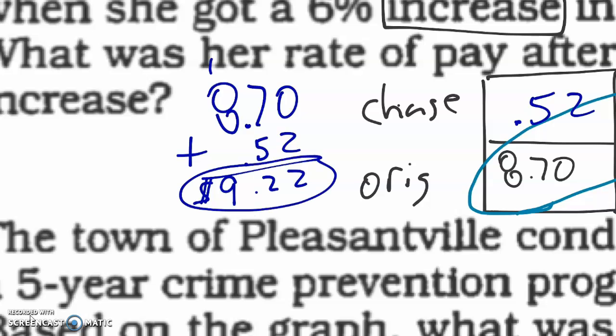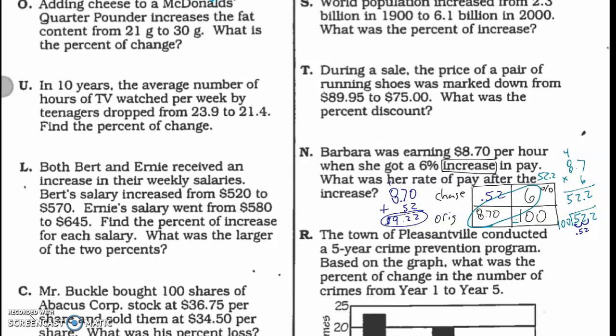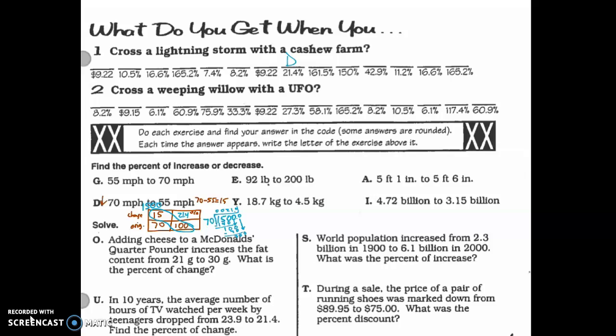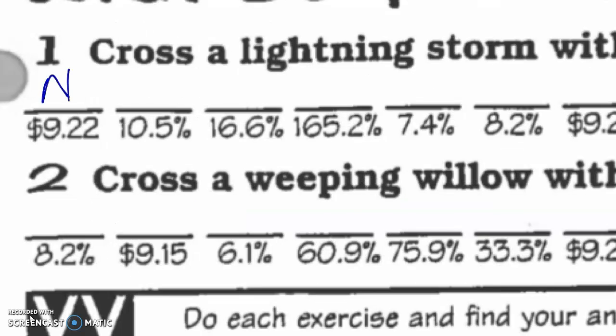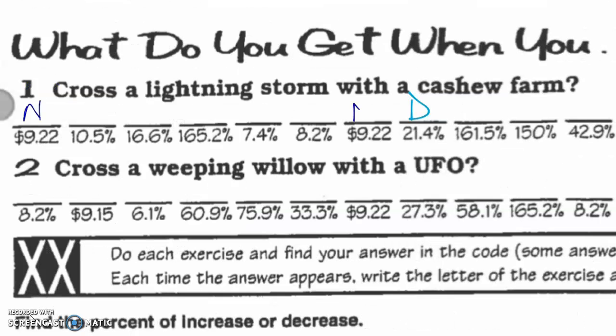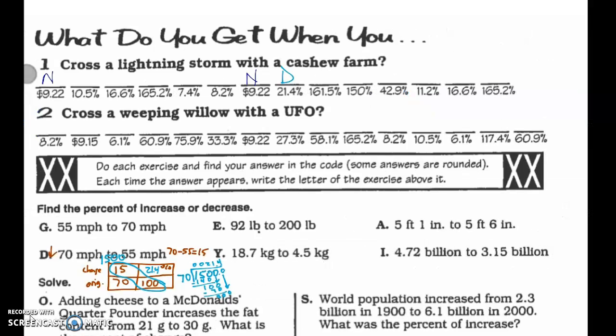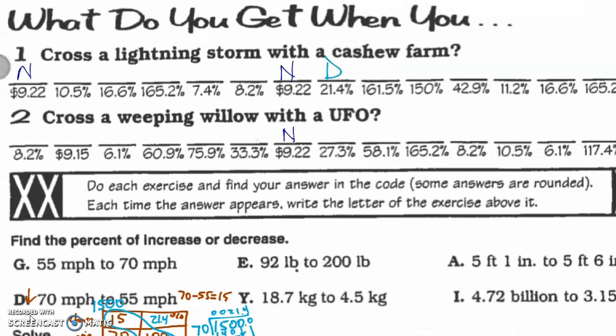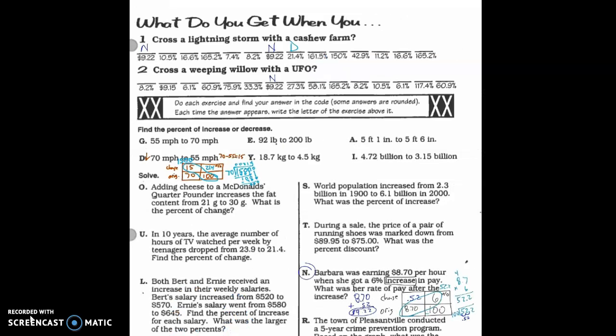$9.22. Alright, let's go see if that's up there, and that is letter N. $9.20. Hey, looky there. There's an N. There's an N. Looking for 9.22 anywhere. There's another one. There we go.